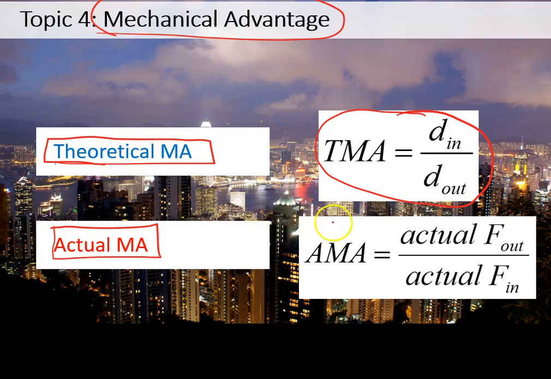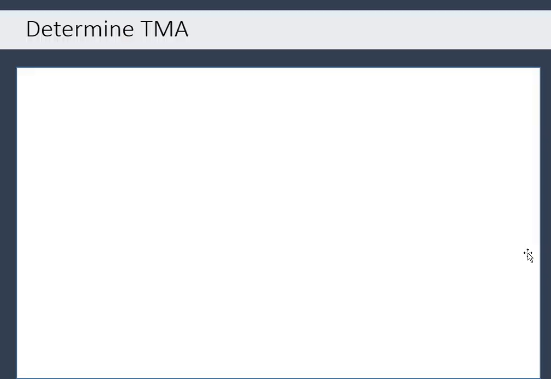Okay, now actual AMA is, if we say the word actual, actual mechanical advantage is the actual force out that comes out of your machine divided by the actual force in. So this is where you have to get force sensors, spring scales, have some way of knowing what are the actual force in and actual force out, and the ratio of those is your actual mechanical advantage.